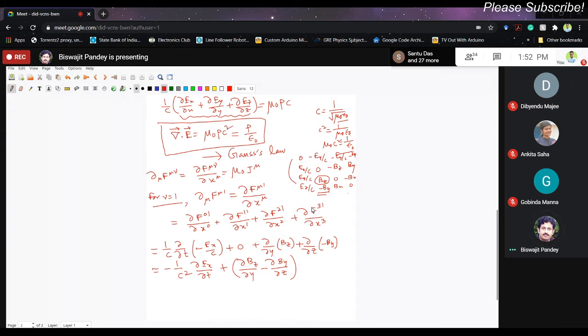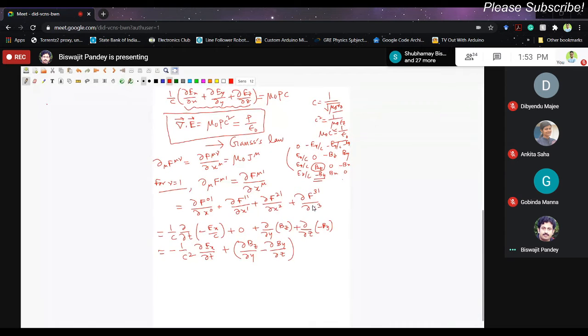Well, I wrote it wrong. This should be nu, sorry. So when nu is 1, it should be mu 0 times J1. And what is J1? J1 is the x component of current density, that is Jx. So mu 0 times Jx.